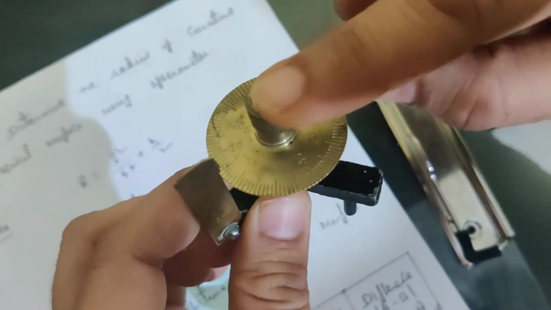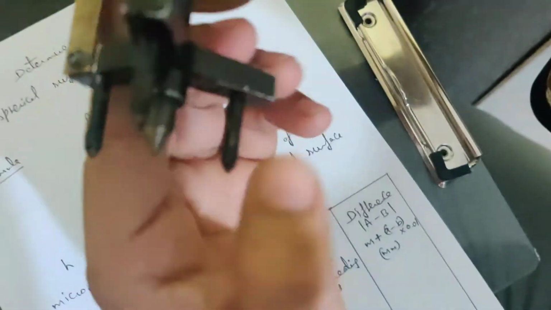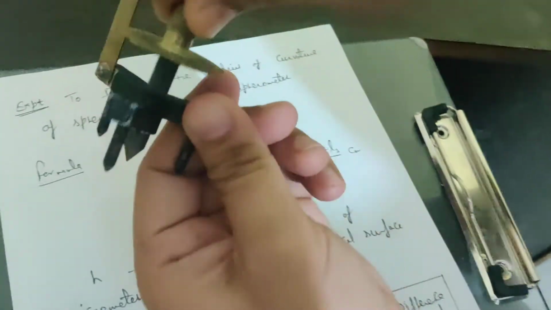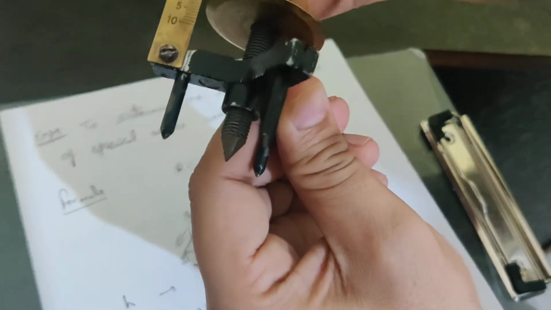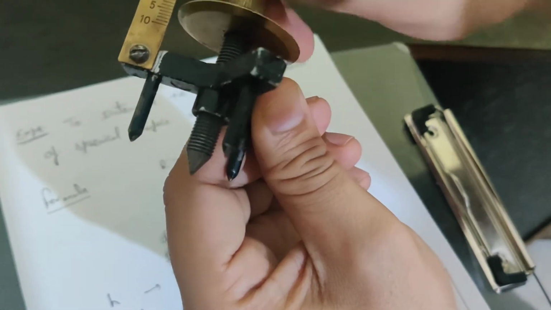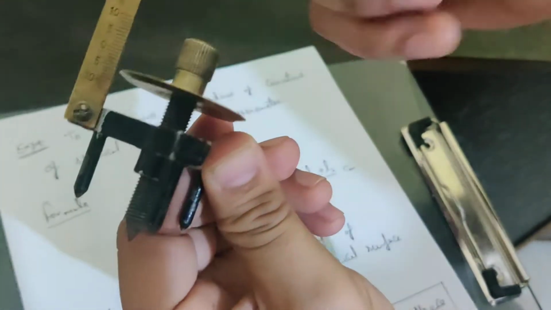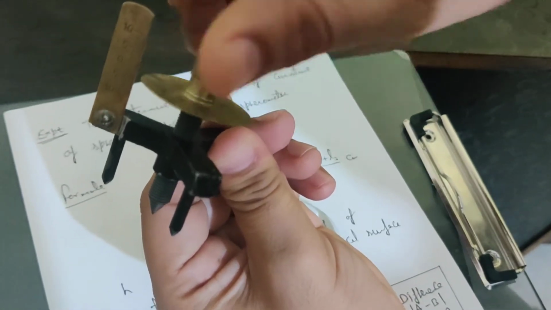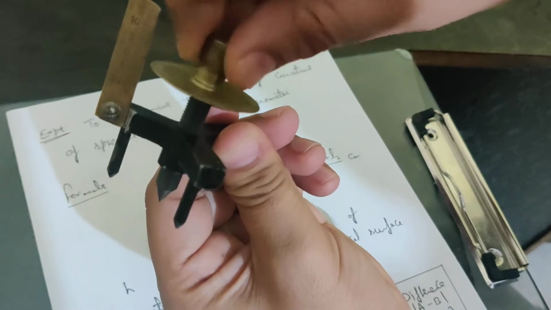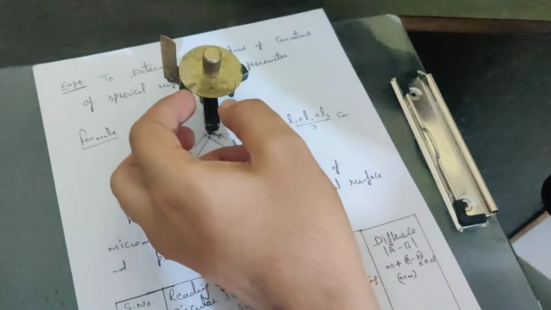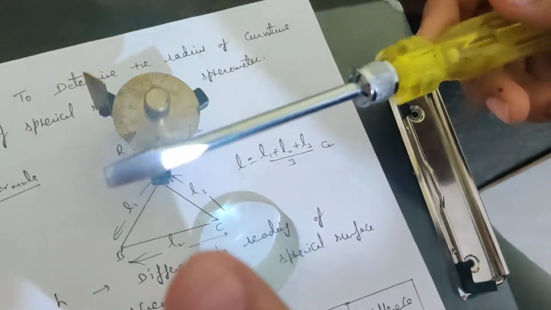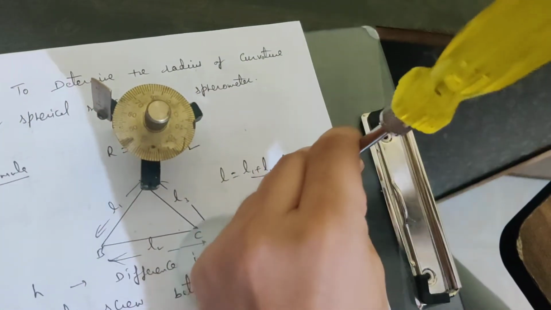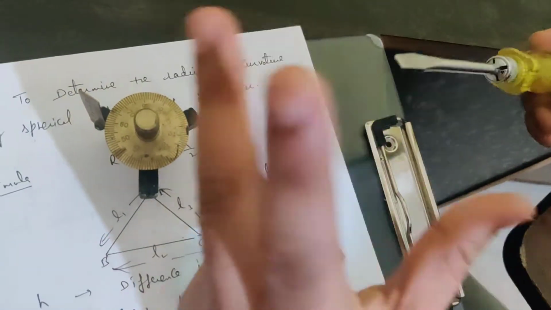This is a screw. As I rotate this screw clockwise, you can see it is going down. And if I rotate it anti-clockwise, it is moving up. It is similar to this screwdriver. If I rotate it clockwise, the screw moves down; if I rotate it anti-clockwise, the screw moves up.